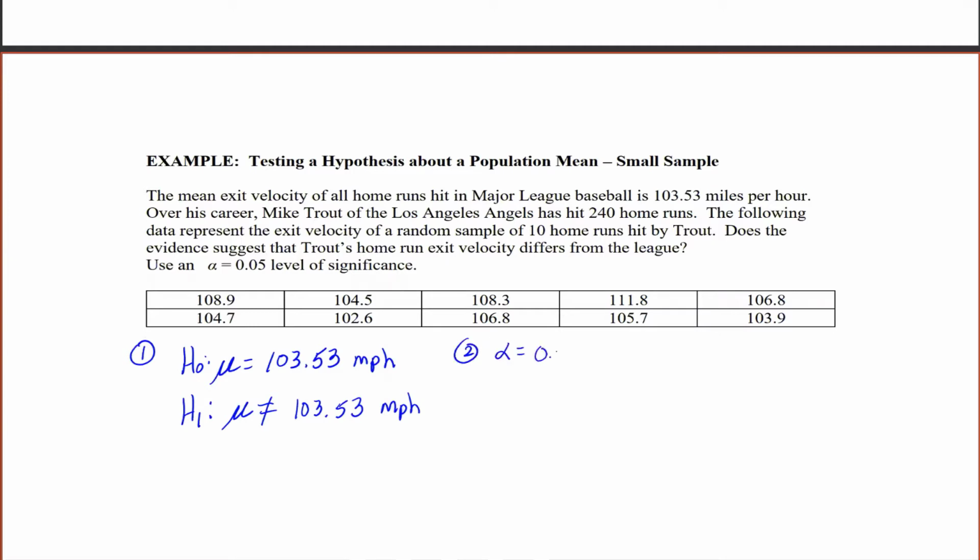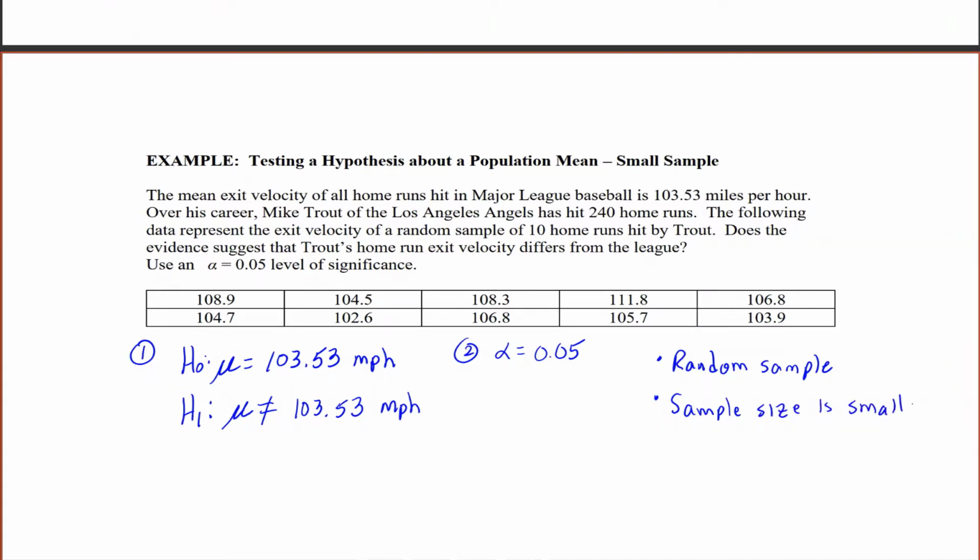The textbook step, the level of significance business, is that alpha is 0.05. I want to verify that I can use Student's t-distribution to obtain a p-value. So I need a random sample or data from a randomized trial. This happens to be a random sample of 10 home runs, so I have that. Notice here, though, that my sample size is small, right? I only have 10 home runs.